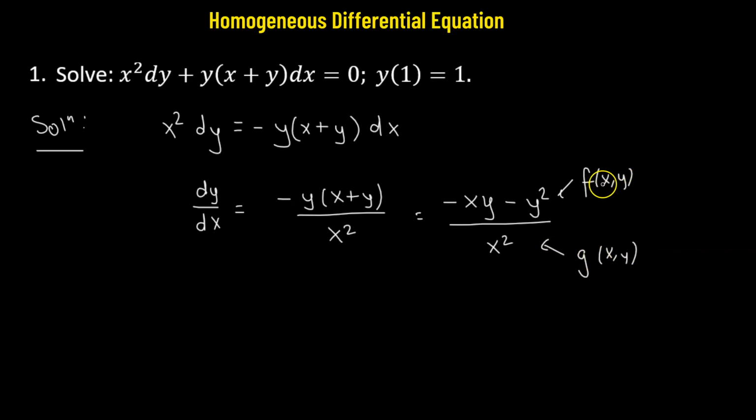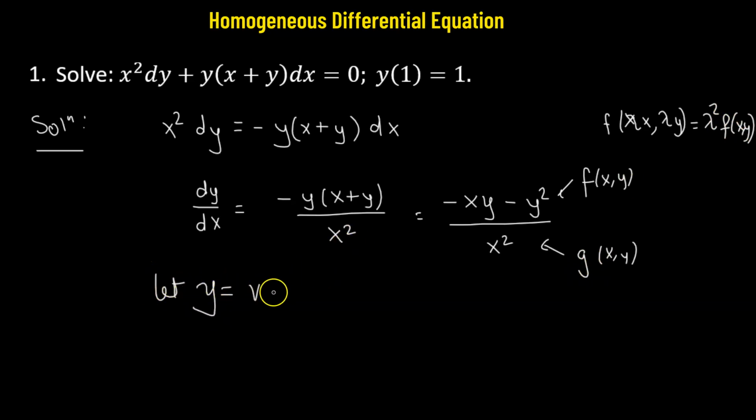Now when we substitute x with lambda x and y with lambda times y, we'll see that this will give us the same for g of x comma y. Now what we have to do, we will make the substitution y equals v times x. And when I differentiate both sides, that is simply dy over dx equals v plus x dv over dx.